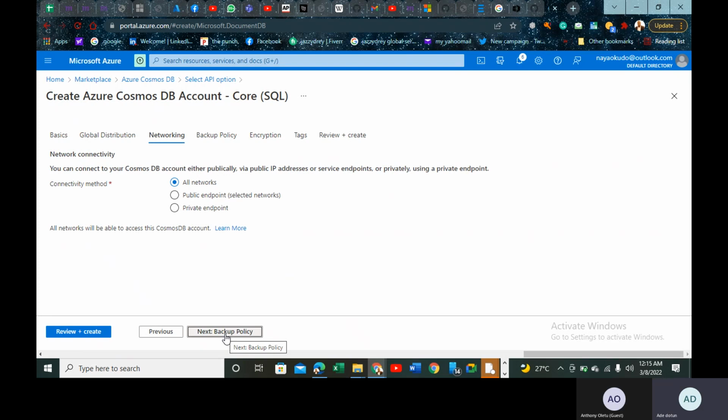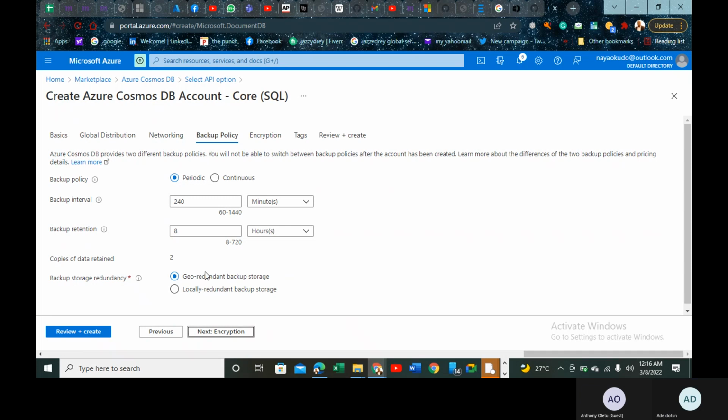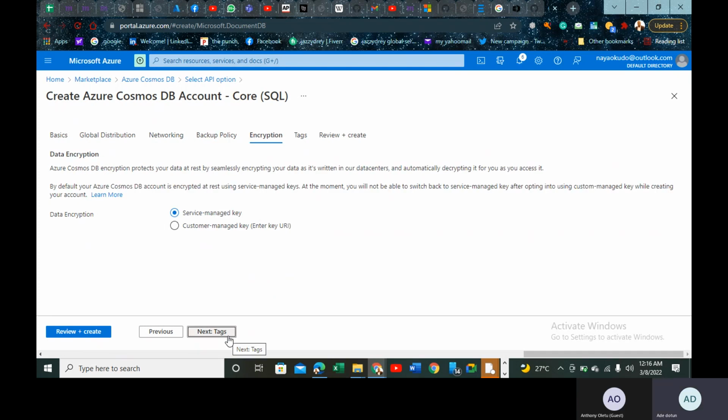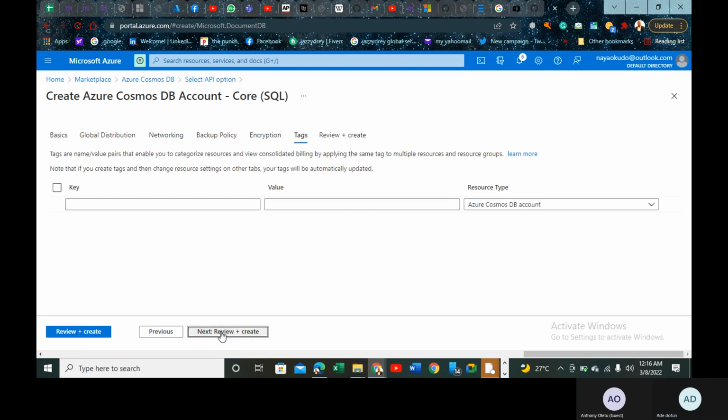All right. So for networking, this is correct. Backup policy, periodic backup, copy of data, and customer managed key. Okay, so tags and names.